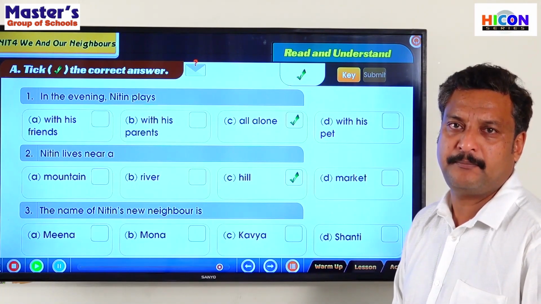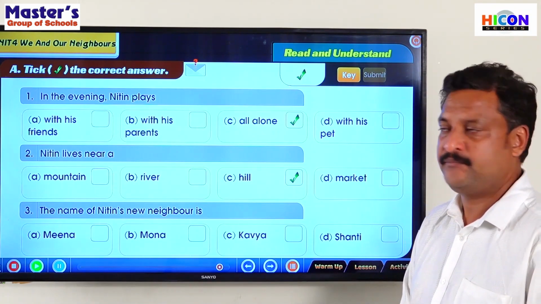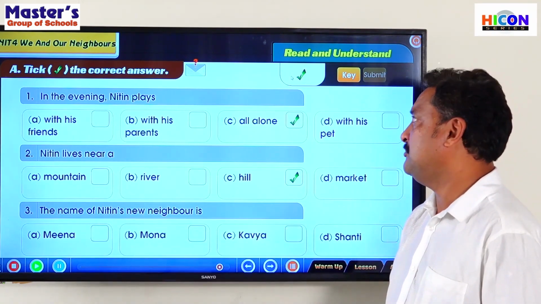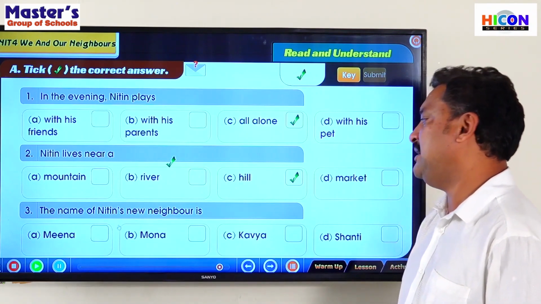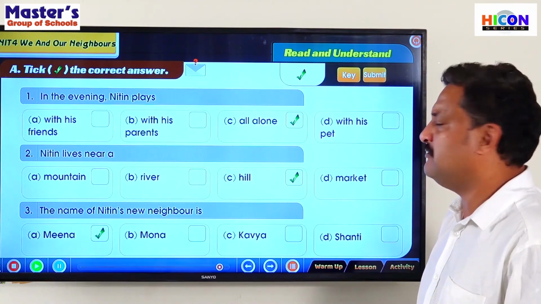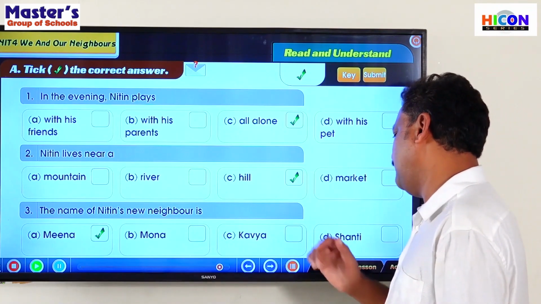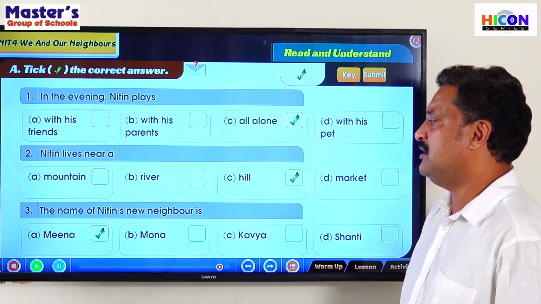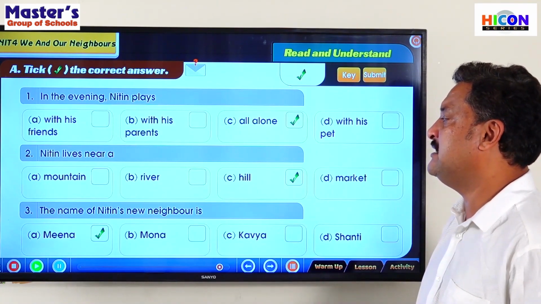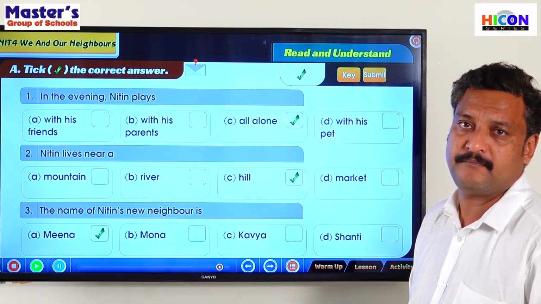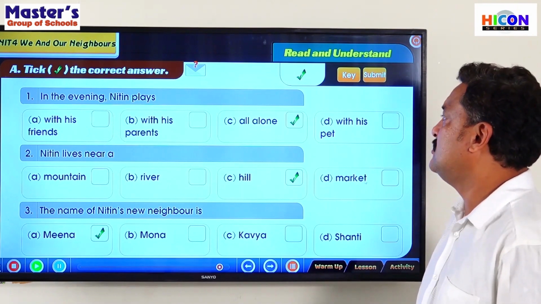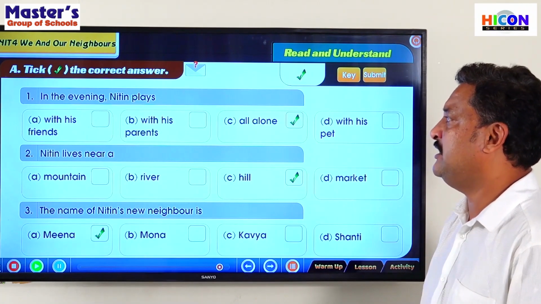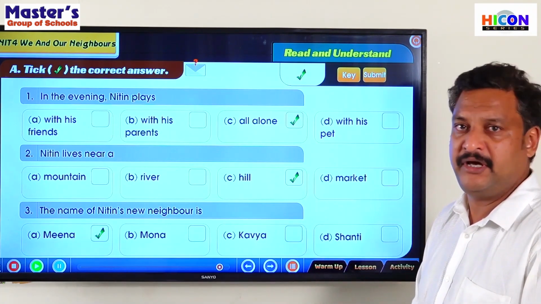What was her name? Her name was Meena, isn't it? Her name was Meena. So the right answer is Meena. So we never talked about any Mona or Kavya or Shanti in this lesson, isn't it? Yes. So the name of Nitin's neighbor is Meena. Right? Okay. So now I'll keep the screen the same for a minute so that you can read it again by yourself. Okay.